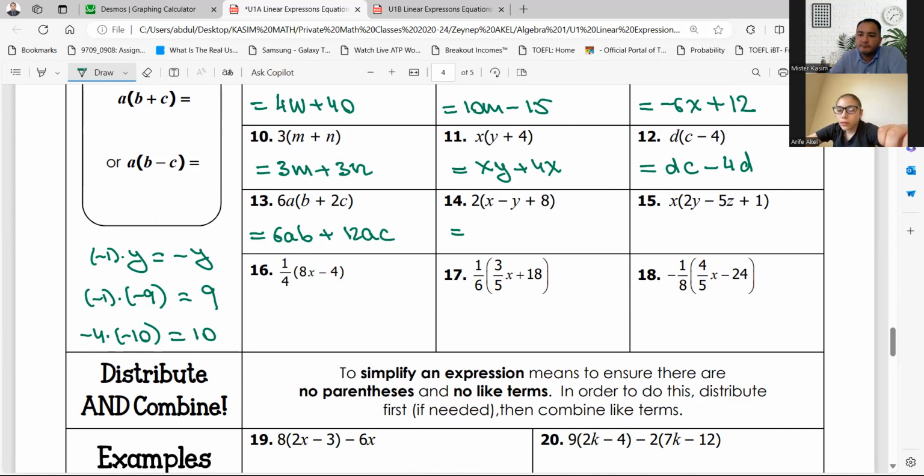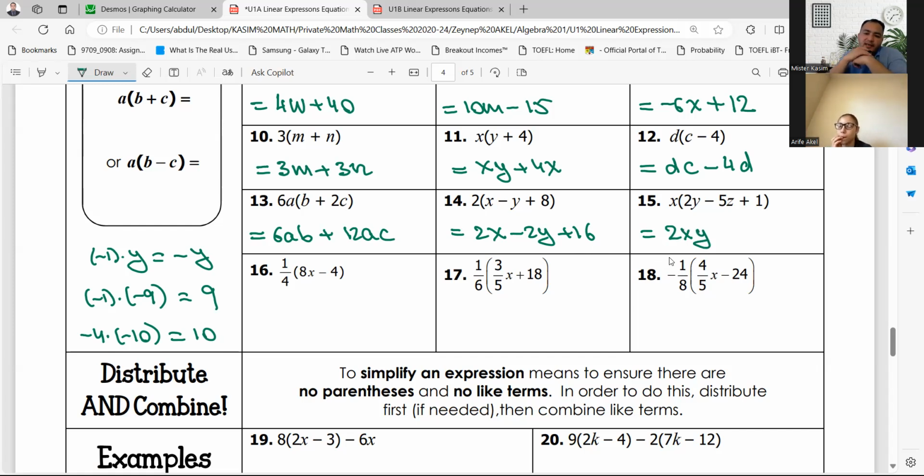2x minus 2y plus 16. 15? 2yx. You can write YX, but usually, if you write in alphabetical order, it's easy to read, right? 2xy. So here we have 2xy.